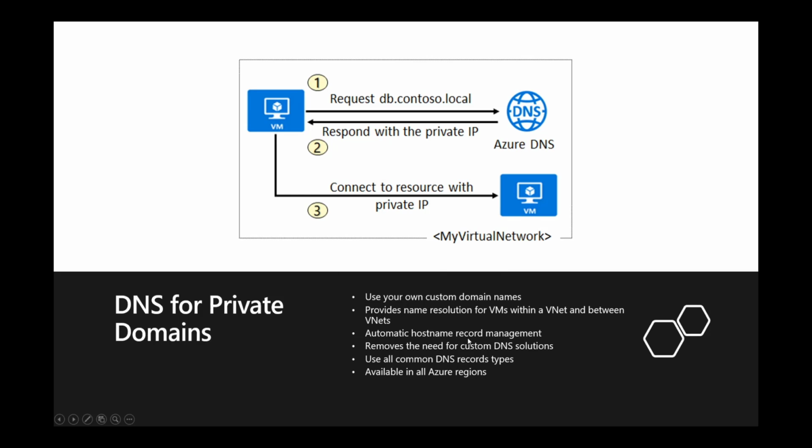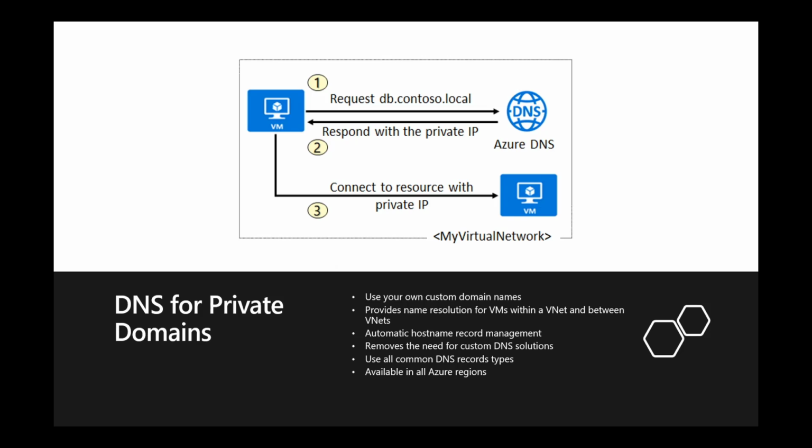So there is automatic host name record management. If any host comes into that network, the record will be created. If any server is demoted or deleted, then the record will automatically disappear from that DNS management console. You can use all common DNS record types, like normal records. What are the normal records? A record, CNAME record, and so on.